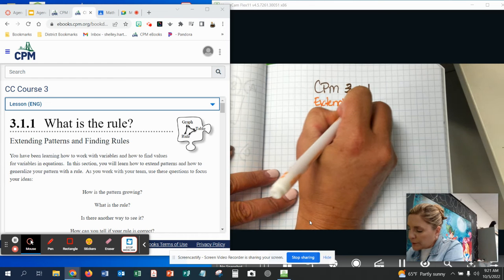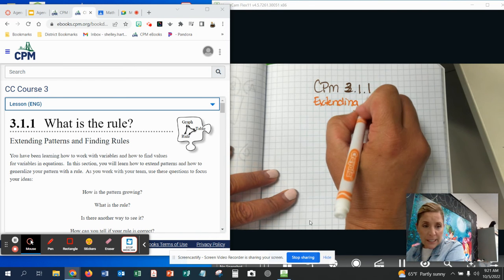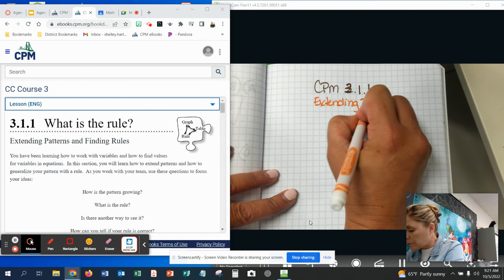Hello, we are doing 3.1.1, extending patterns and finding rules.